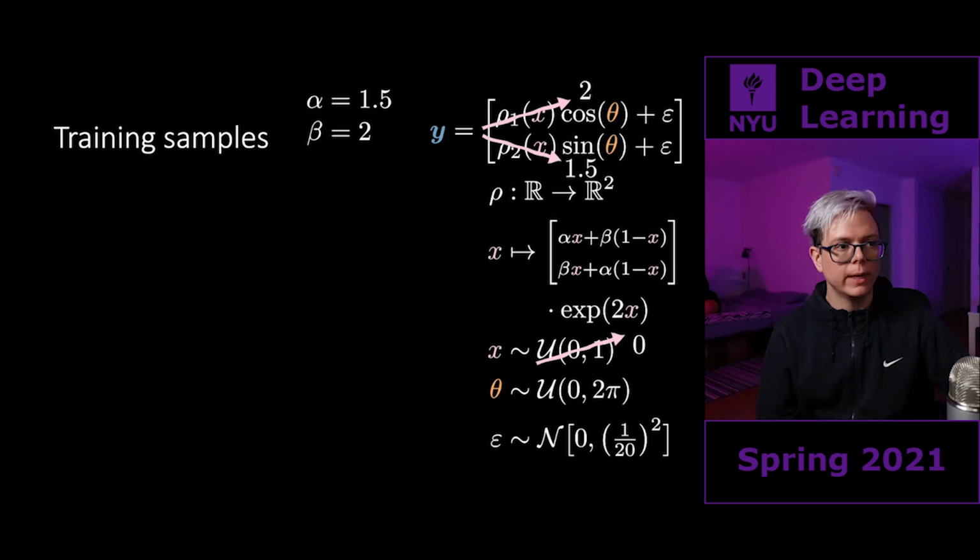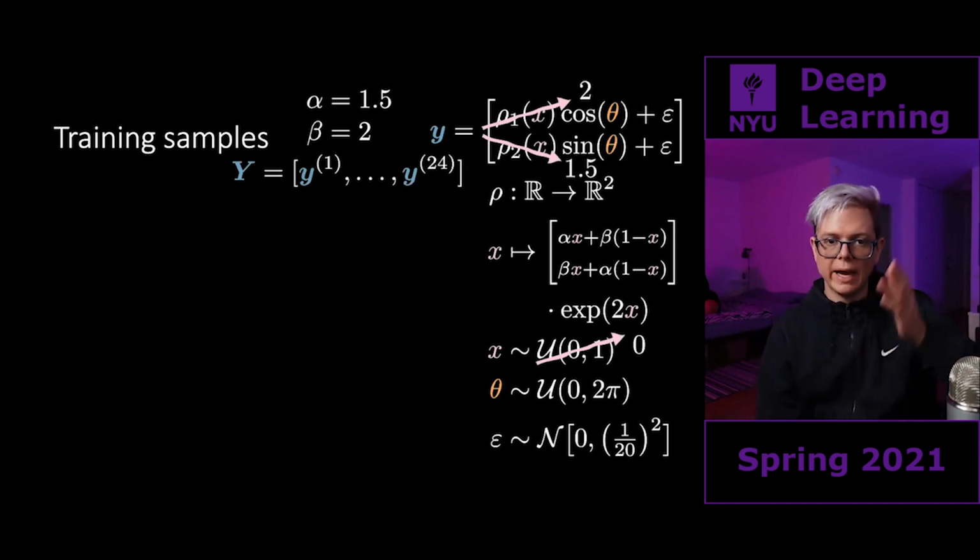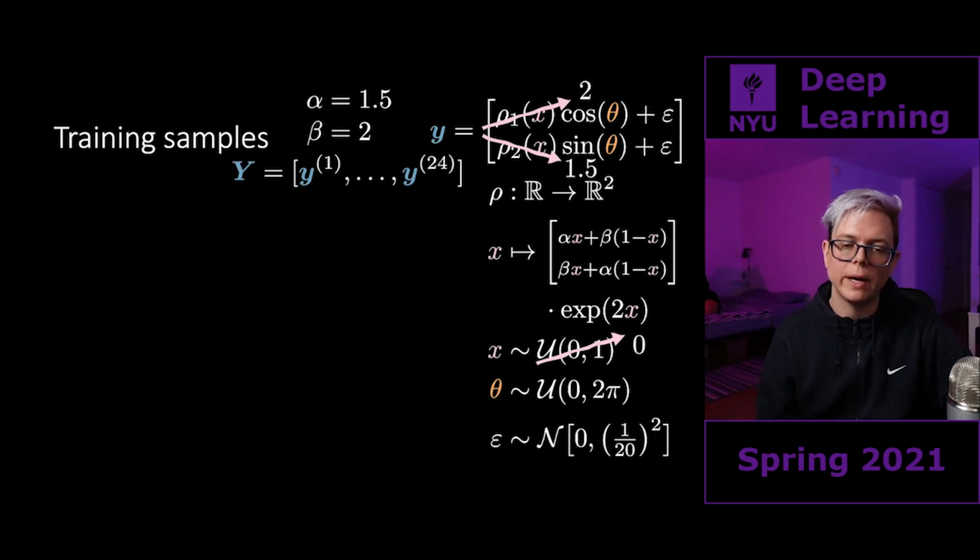All right, so what next? Then I can sample a discrete number of samples Y, okay? I pick, let's say, 24 values for theta, uniformly sampled from 0 to 2π, and then I collect them in this matrix, right? And so I have all my samples, the Y samples, 24 of them, collected in this capital Y matrix. And this is going to be my training set.